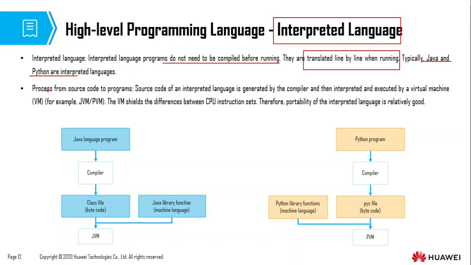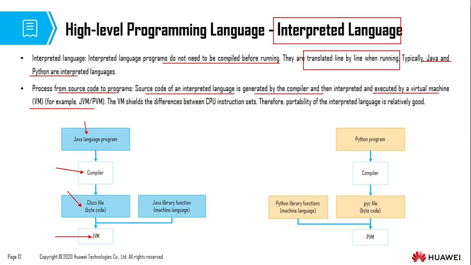So the process from the source code to the programs: the source code of an interpreted language is generated by the compiler. You can see we have the Java language program, which is now the source code. It goes through the compiler, and the compiler produces what we call a bytecode. This bytecode is executed by a VM, what we call a virtual machine. For example, for Java, that virtual machine is called JVM, or Java Virtual Machine. So the Java Virtual Machine is the one that runs the bytecode.